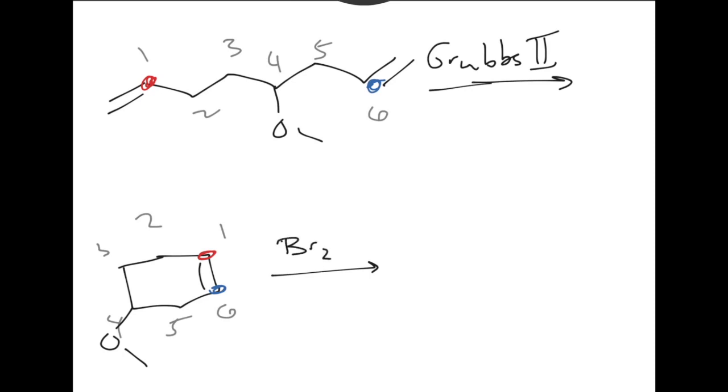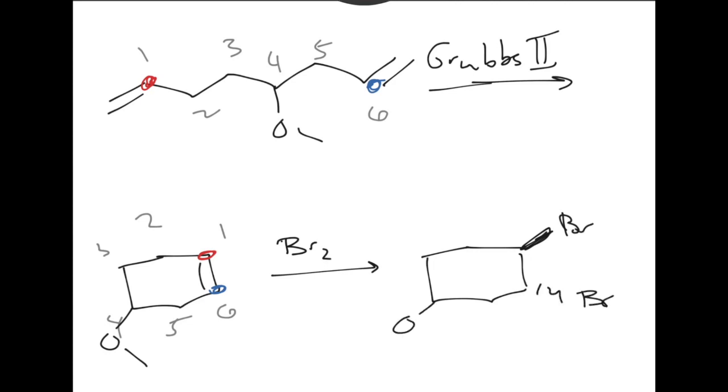And if I add Br2 to that, I'm going to add a bromine to each side of the double bond. Are those bromines going to be on the same side, or are they going to be on opposite sides? They're on opposite sides. So 1 bromine will be up, 1 bromine will be down.